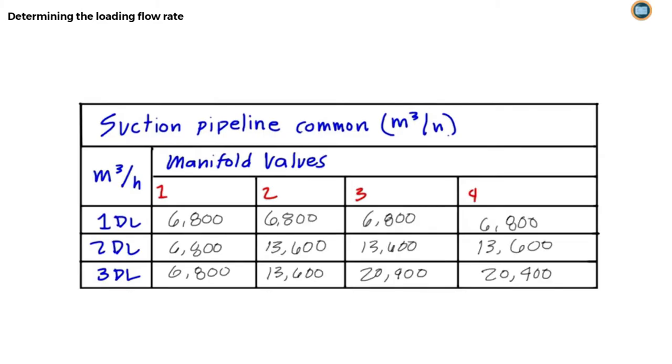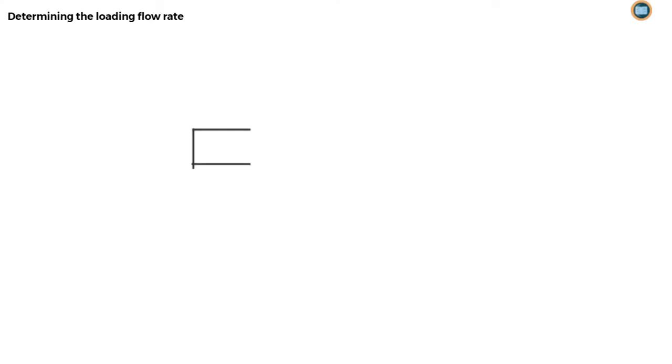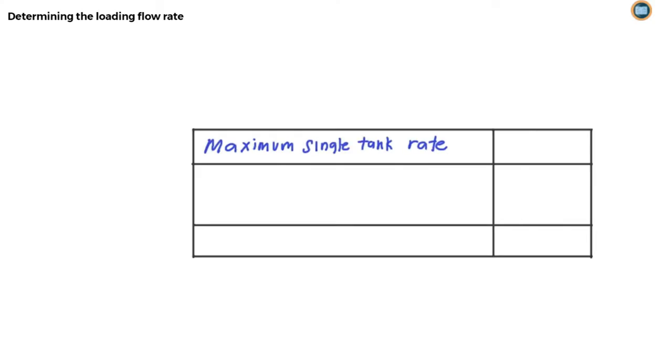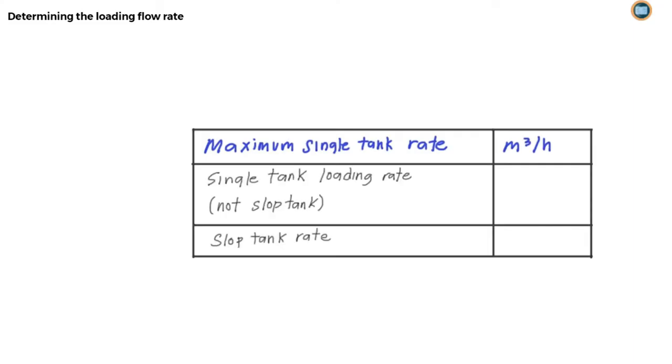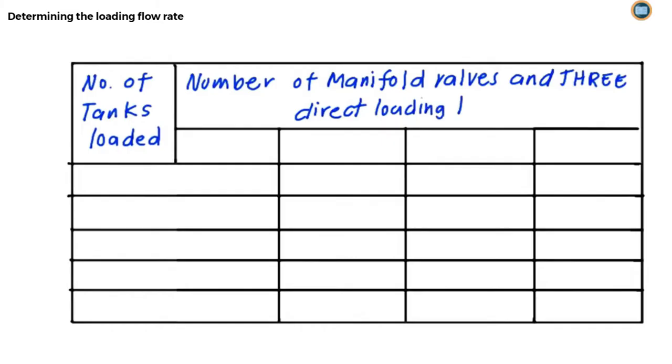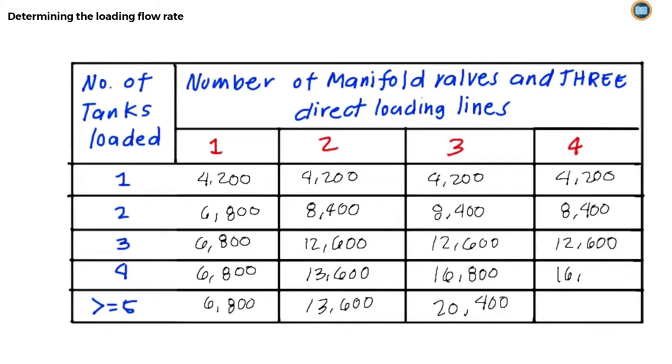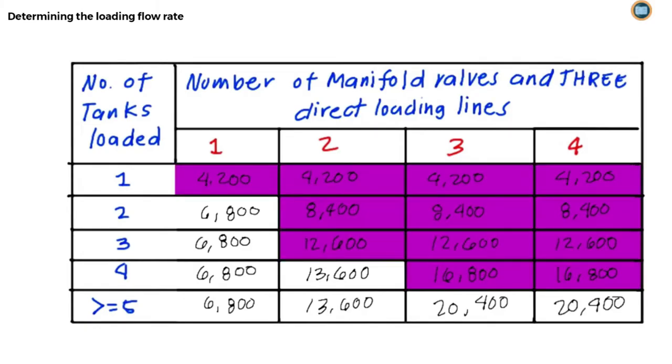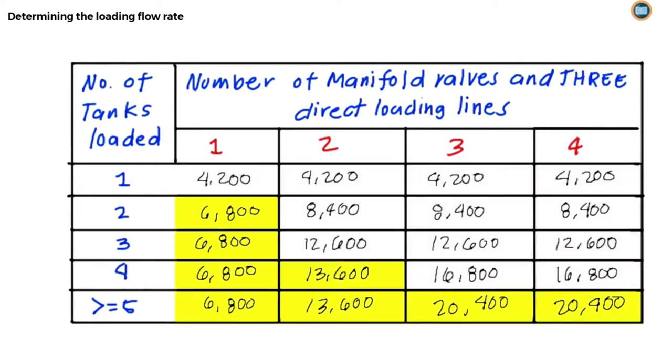Here, you see the maximum permissible loading rate through two direct loading lines and two manifolds is 13,600 meters cubed per hour. But the maximum loading rate might be limited by the total rate of the number of tanks being loaded, based on multiples of the single tank rate. This table shows that the areas in pink are limited by the single tank rate, whereas the areas in yellow are limited by the permissible rates through the direct loading lines.